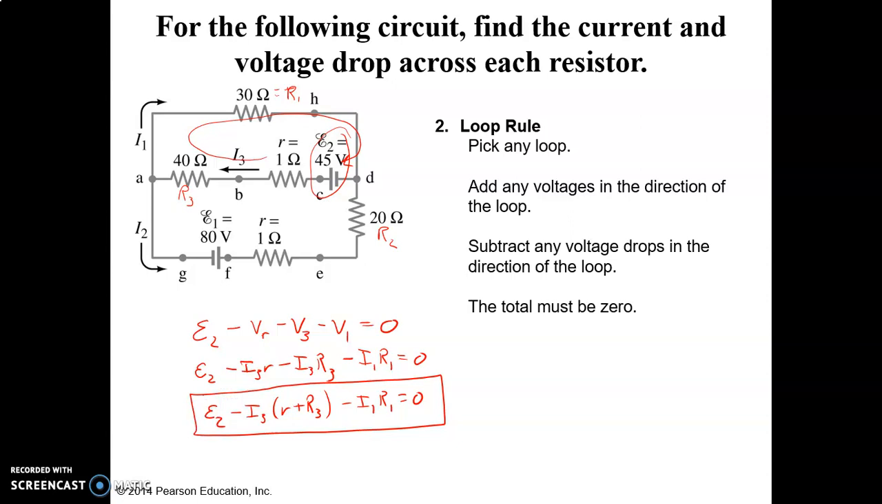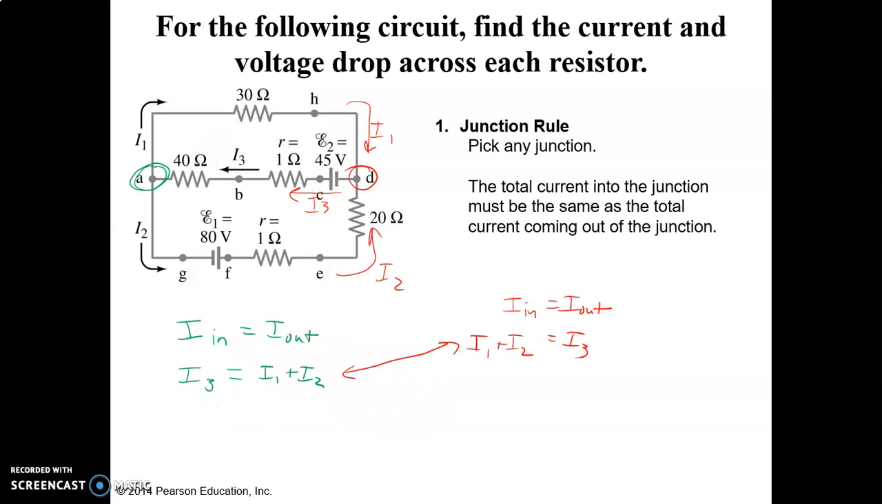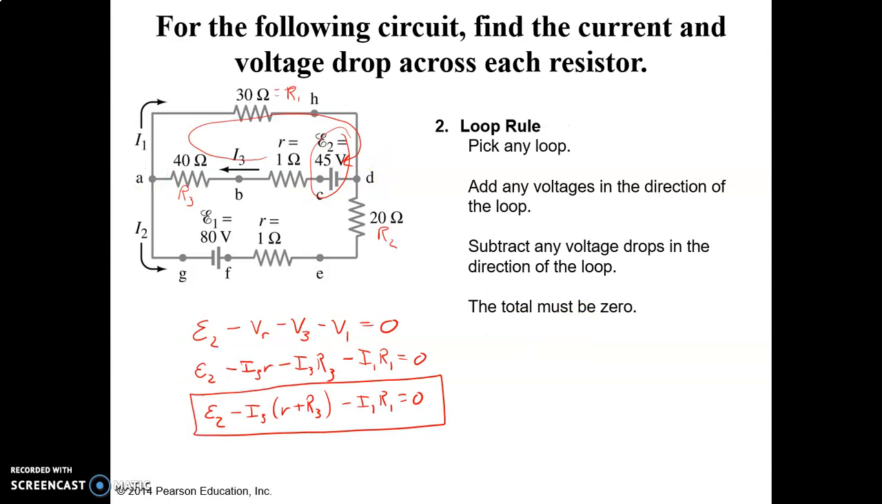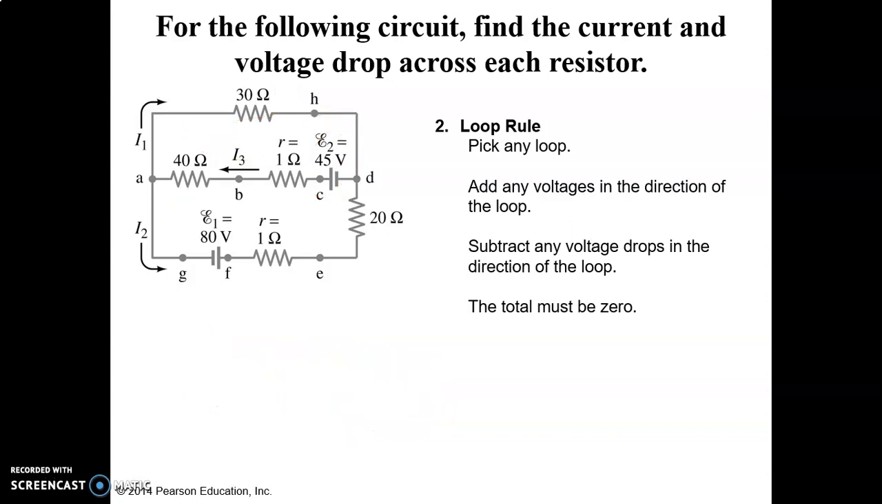Now, we have two equations. We have this one from the junction rule, that I3 equals I1 plus I2. We also have this one from the loop rule. But remember, since there are three unknowns, I1, I2, and I3, we need one more equation in order to solve for everything. So we're going to do this again and find a second loop. It is easiest to draw a loop that follows the same direction as the currents. So this time we're going to start with E1 and go around a loop in this direction.